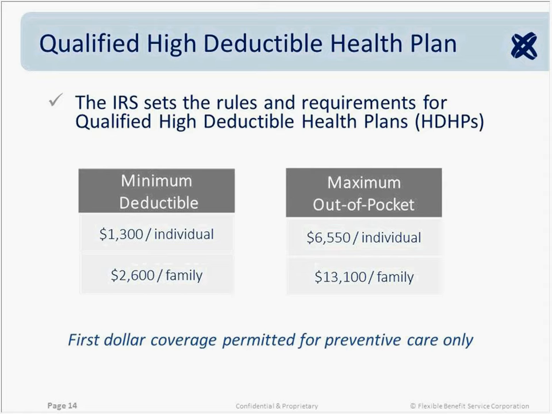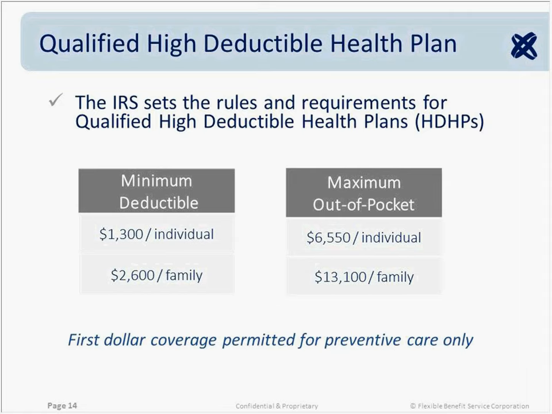Now, to describe a qualified high deductible health plan, there's just a few general pieces that you have to understand. The definition of a qualified high deductible health plan is determined, and the rules are established, by the Internal Revenue Service, or the IRS. But really we're looking at three primary things: deductibles, out-of-pocket maximums, and first dollar coverage.